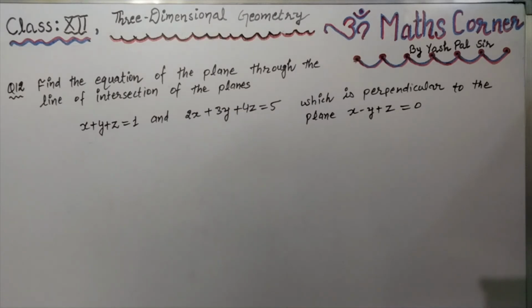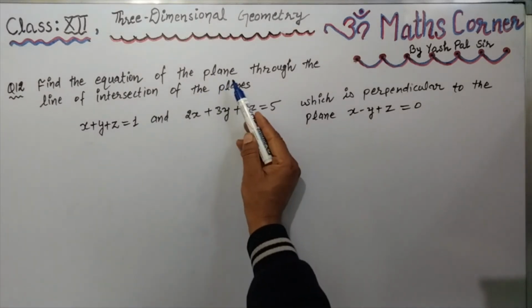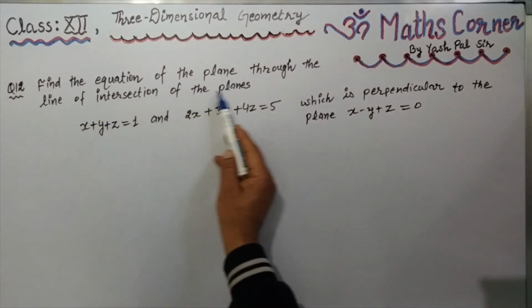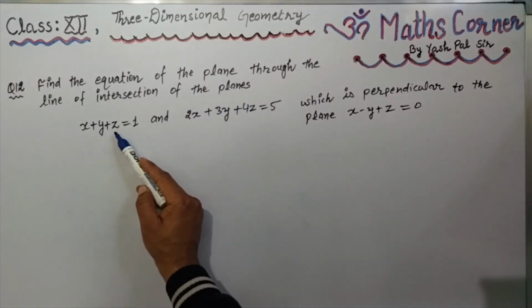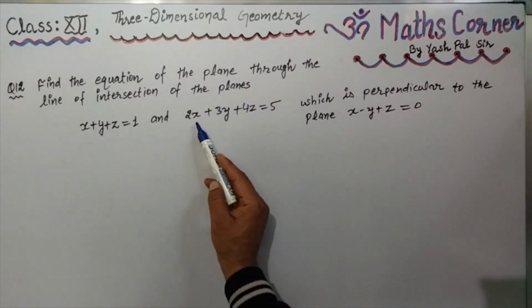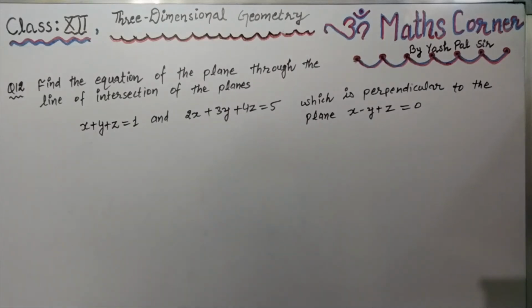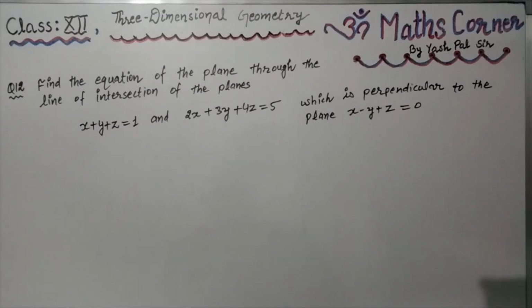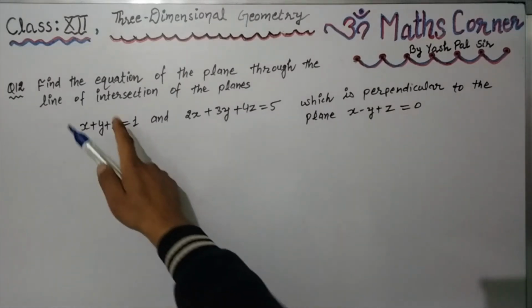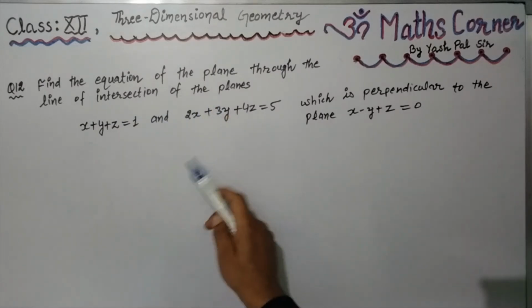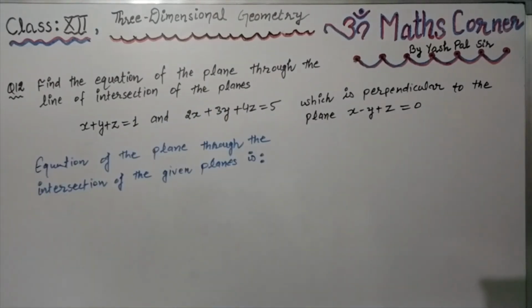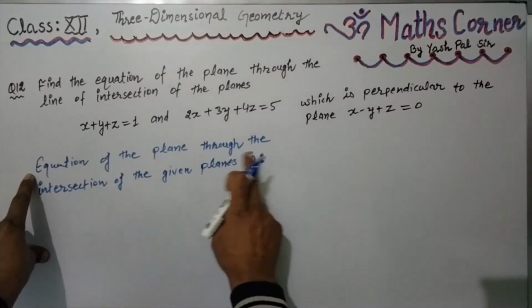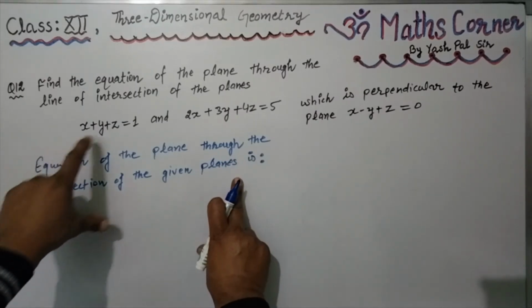Question number 12. Find the equation of the plane through the line of intersection of the planes x + y + z = 1 and 2x + 3y + 4z = 5, which is perpendicular to the plane x - y + z = 0. Again, the same line of intersection of the planes. So we find here the equation of the plane through the intersection of the given planes.